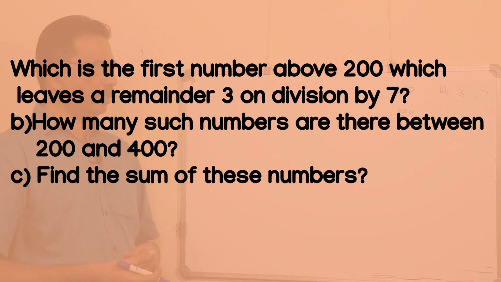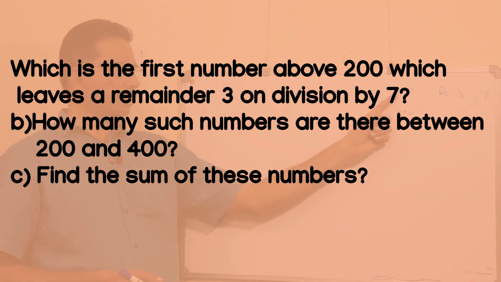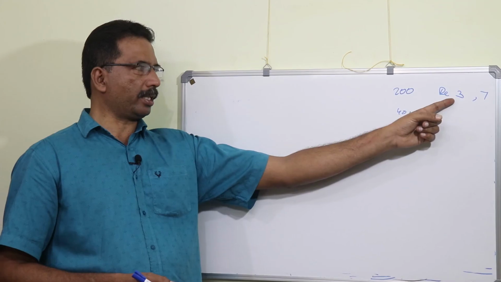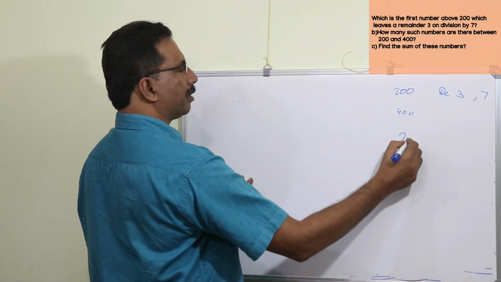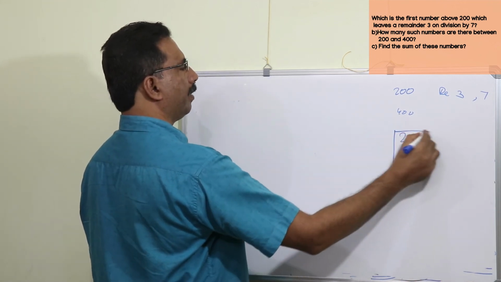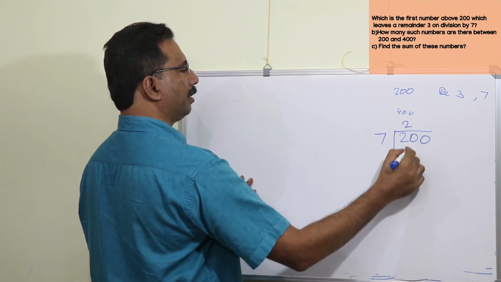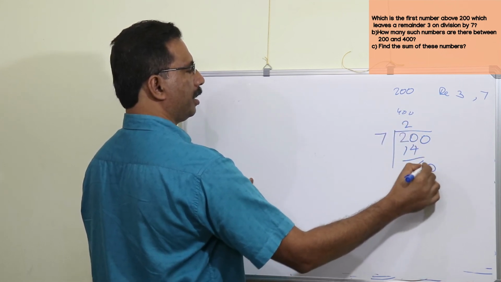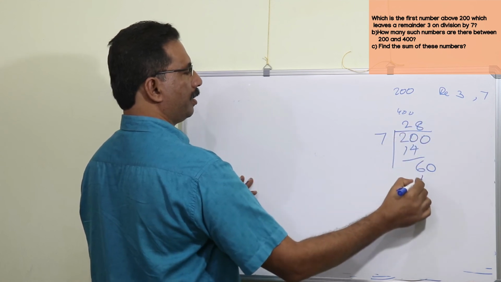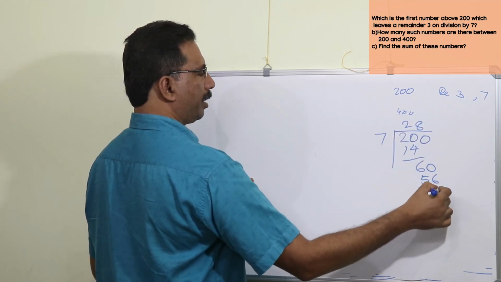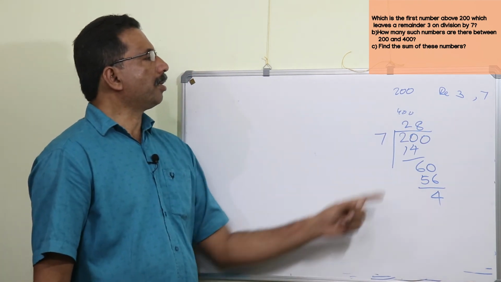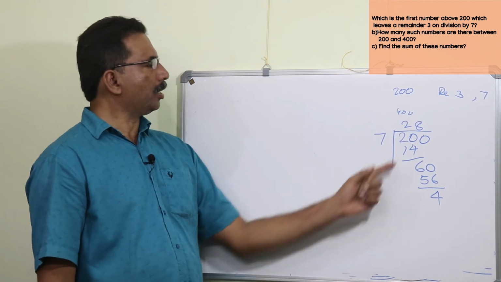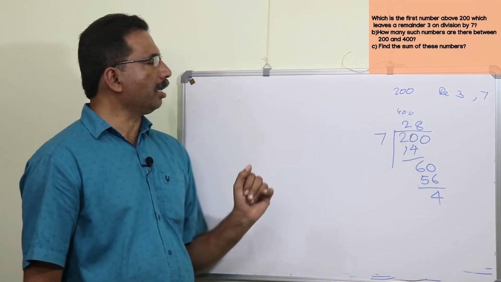അടുത്ത ചോദ്യം നമ്മൾ നേരത്തെ പാഠപുസ്തകം പഠിച്ചപ്പോഴേ ചെയ്തിട്ടുള്ളതാണ്. What is the first number greater than 200 which leaves remainder 3 on division by 7? For that we have to divide 200 by 7. What is it? 14, 7 എട്ട് 56. Here remainder is 4. നമുക്ക് വേണ്ടത് റിമൈൻഡർ 3 കിട്ടുന്ന നമ്പറാണ്. അപ്പോൾ 200നെ 7 കൊണ്ട് ഡിവൈഡ് ചെയ്താൽ 4 ആണ് കിട്ടുക.